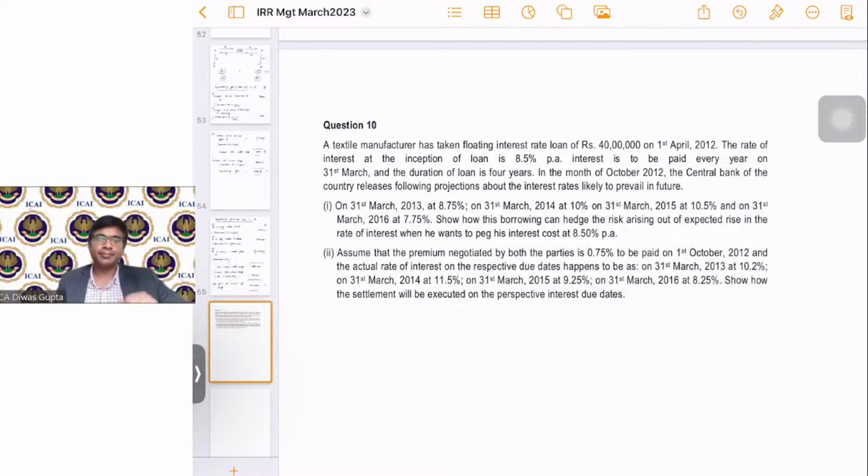Question number 10. A textile manufacturer has taken floating interest rate loan of rupees 40 lakhs on 1st of April 2012.